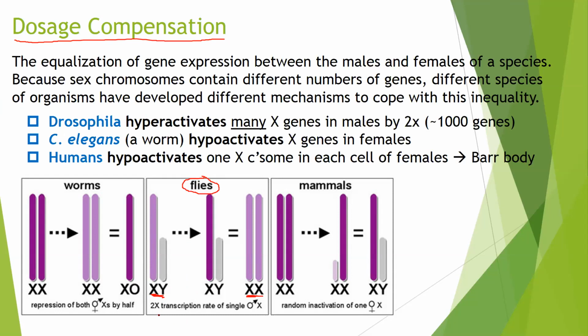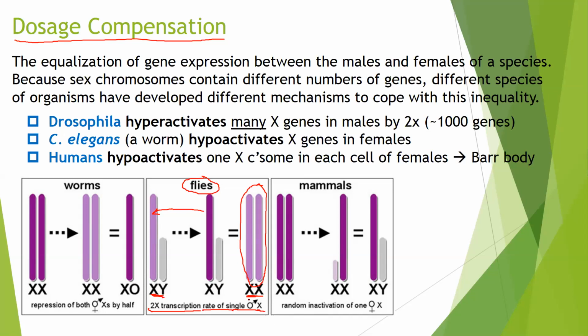In fruit flies, this is the mechanism. Any X chromosome linked genes in male will be doubled. The transcription of any genes located on the X chromosome in male will be doubled. So you're going to see a 2X transcription rate in the male. If we double the gene expression of the X-linked genes in male, this will be equivalent to the 2 copies of these genes in a female. So this is the mechanism for the dosage compensation in flies, Drosophila.